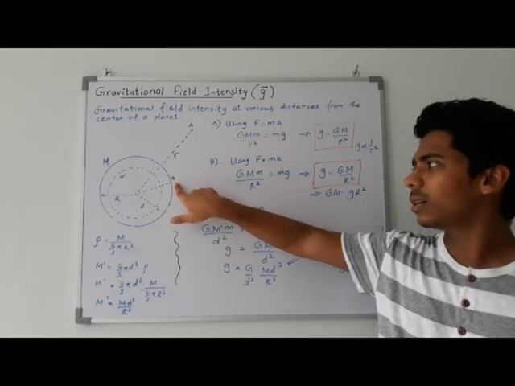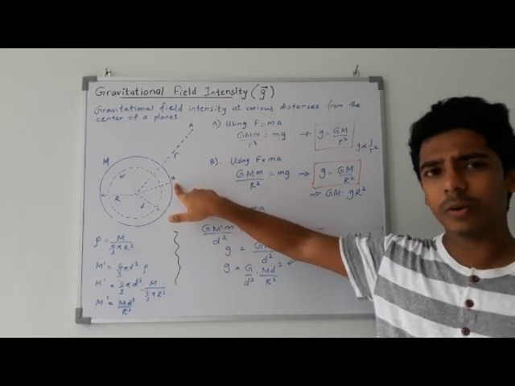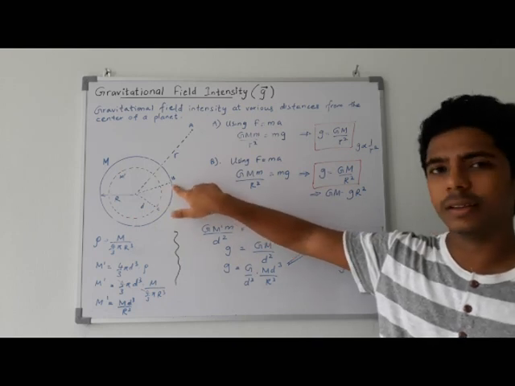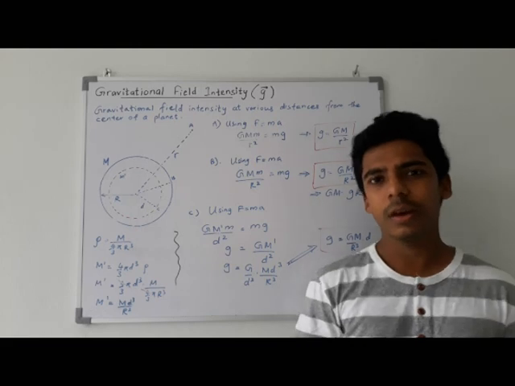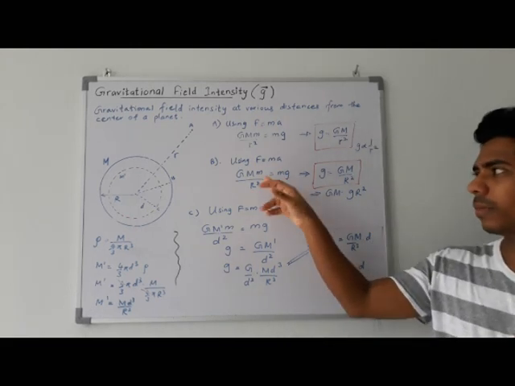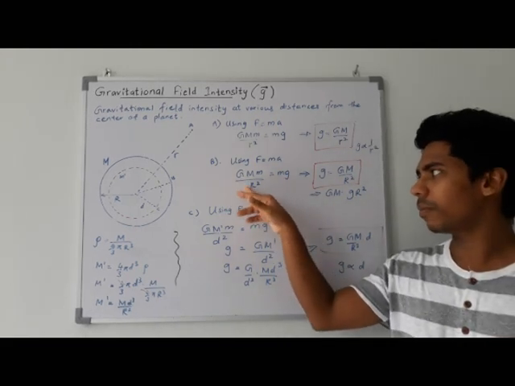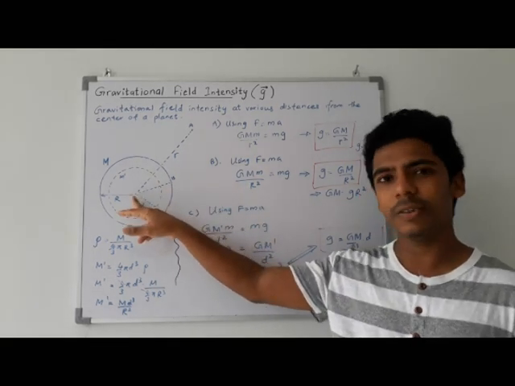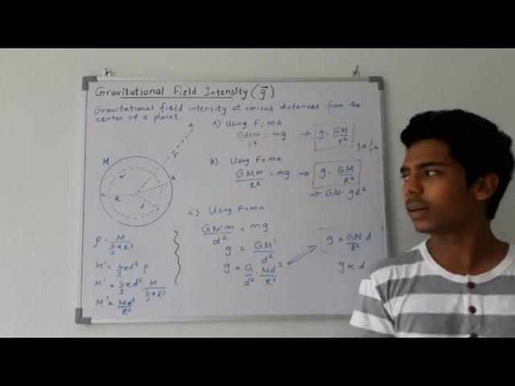Next, we'll find the gravitational field intensity at this point. Similarly, I can consider an object of mass m placed there, and we can use F equals ma for that mass. So using F equals ma, we get GM over r squared, where r is the distance of that object from the center of the planet, which is actually the radius of the planet.